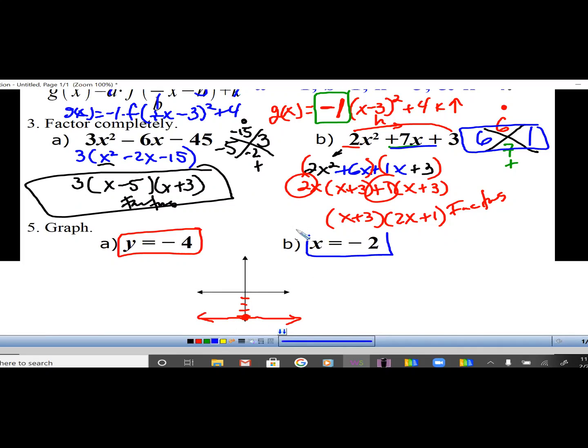For part B, x equals negative 2. Negative 2 is 1, 2. Negative 2 is right there, plot my point, and the line going straight up and down.